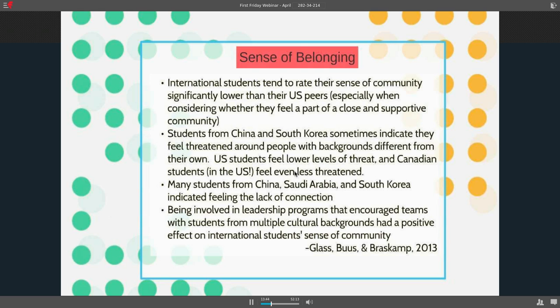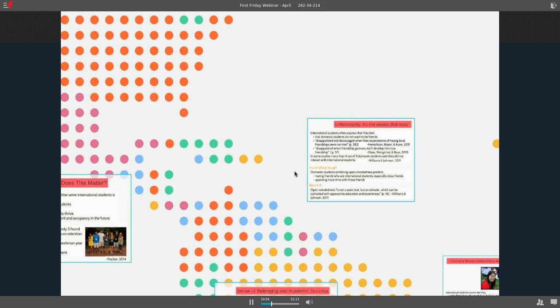Many students from China and Saudi Arabia and South Korea indicated feeling a lack of connection in general while studying abroad or while being an international student. And then what is good to note is that being involved in leadership programs that encourage teams of students with different cultural backgrounds had a positive effect on international students' sense of community.